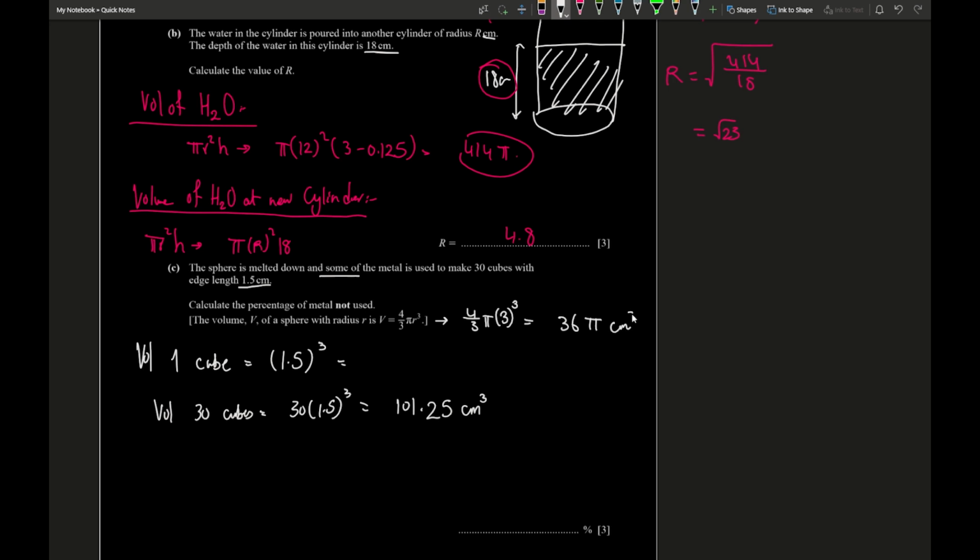Centimeter cubed, of course. The amount of liquid used to make the cubes from the sphere is 101.25, so the amount that was not used is 36 pi minus 101.25. To get the percentage of metal not used, we divide by 36 pi, which is the total, then multiply by 100 to get the percentage, and that is equal to 10.5 rounded to one decimal place. Okay.